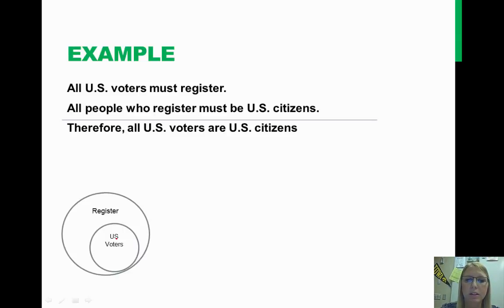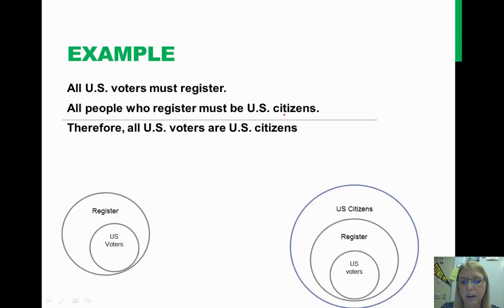So the next part is to talk about people that register must be U.S. citizens. This is similar to the last one that we were looking at, because notice that the register circle is inside the circle of U.S. citizens. So for this one, indeed, U.S. voters, which happen to be inside the register, are also inside the U.S. citizens. So this is a valid argument as well.